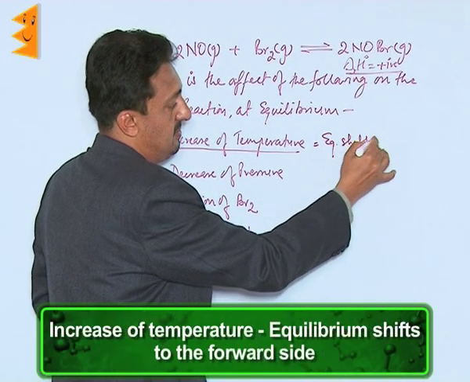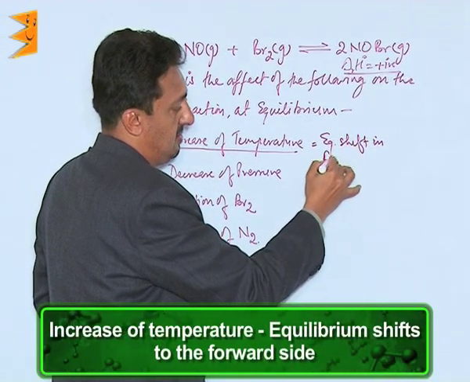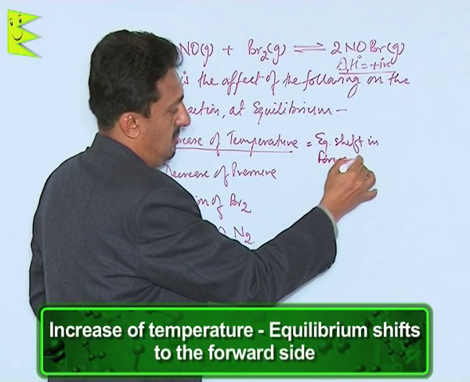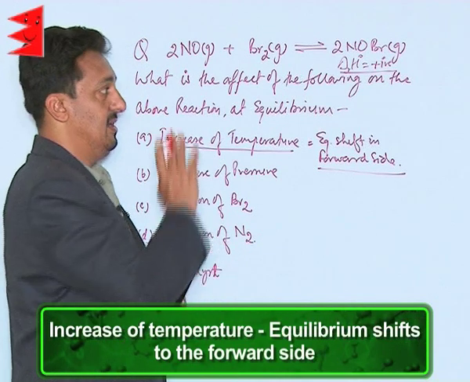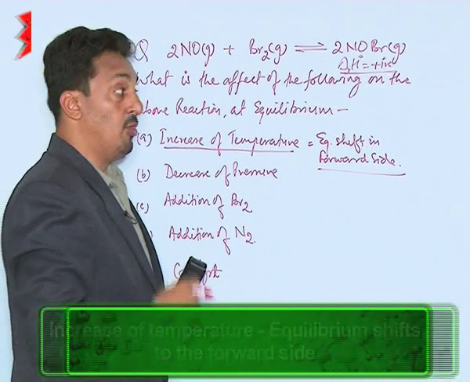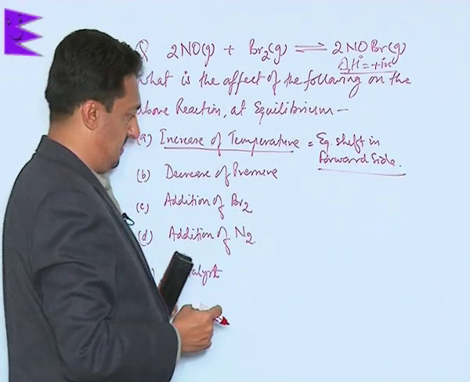So remember, equilibrium shifts in the forward side. That means towards the product side. More amount of the product is formed.